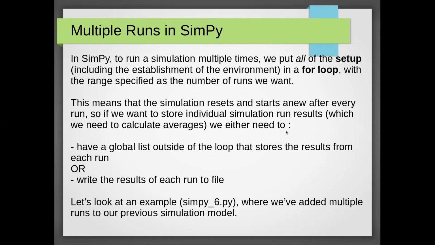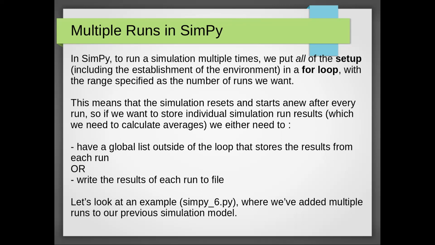So if we want to capture any of the results from a run, which we're going to need to do if we want to calculate averages over a batch, we're going to need to do one of two things. We either need to have some sort of global list outside of that for loop that will store the results from each run, so that after the run, it dumps the results from that run into that list, and that operates outside of that loop. Or we could just write the results of each run to file. So we do exactly as we did before. We calculate that, we get all of the patient waiting times as they're happening.